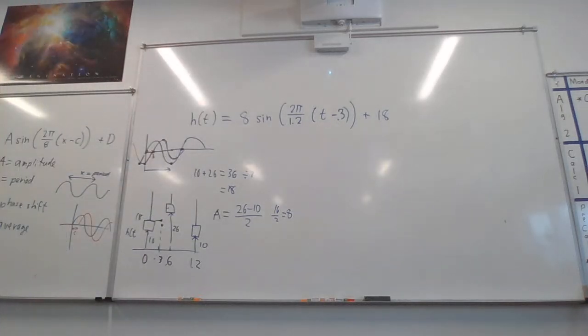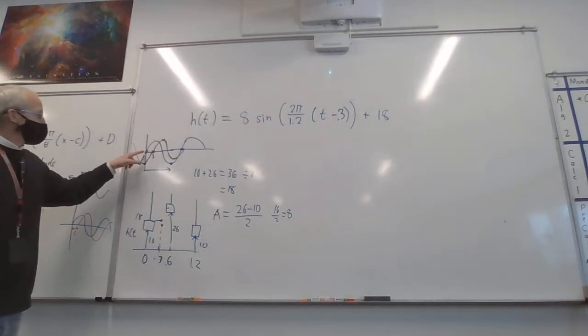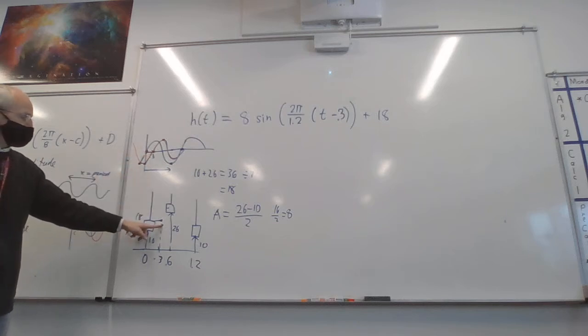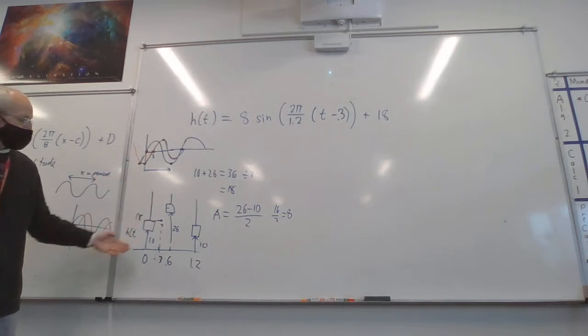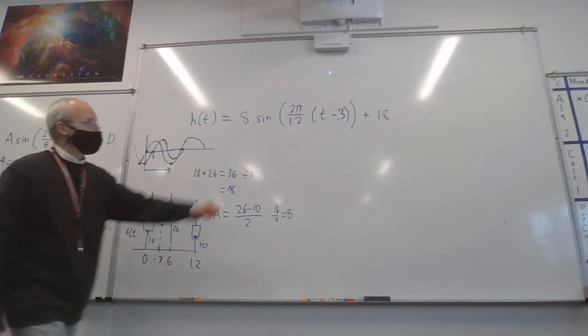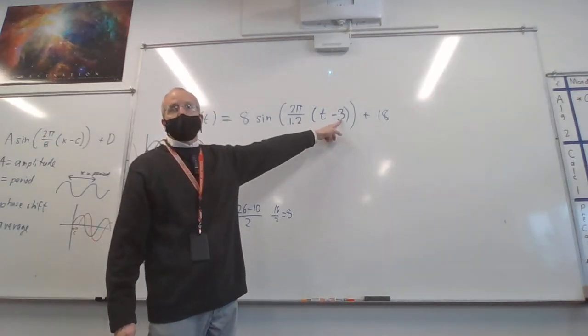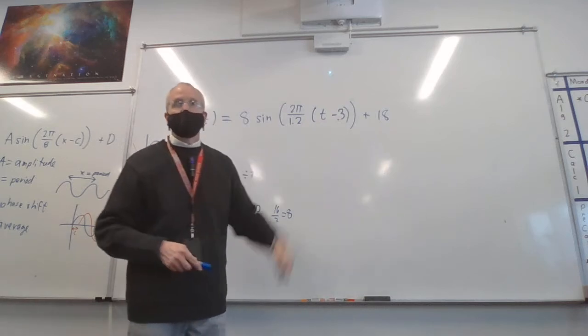Where does our wave start? Remember, the sine waves should start going up from the middle at 0. Ours starts going up from the middle at 0.3. Right here is the middle going up. So our wave is too far to the right by 0.3. The way you shift things to the right is you take away, right? Negative 0.3 shifts to the right.